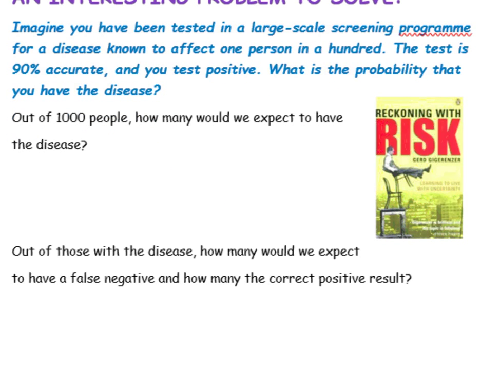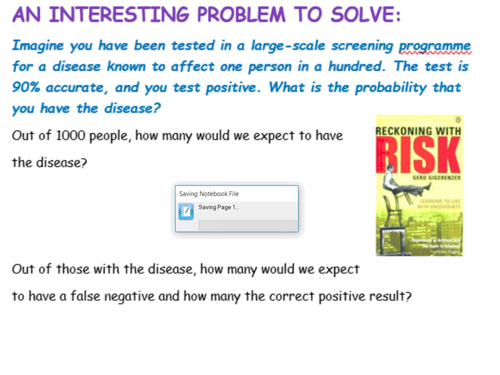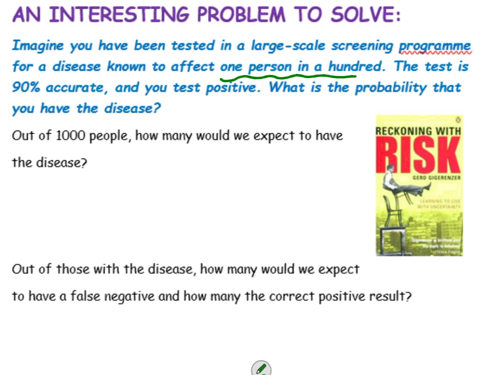So next we'll try an interesting kind of little real world problem just to make it all a bit more interesting for you, hopefully. Imagine you have been tested in a large scale screening program for a disease known to affect 1 person in 100. So that's actually important. 1 person in 100, you might miss that when you look back at it. The test is 90% accurate, that's also very important, and you test positive. What is the probability that you do actually have the disease?